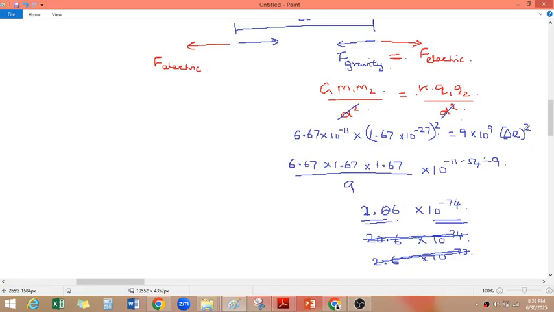And don't forget there is a square here. As I already said, don't miss the square.